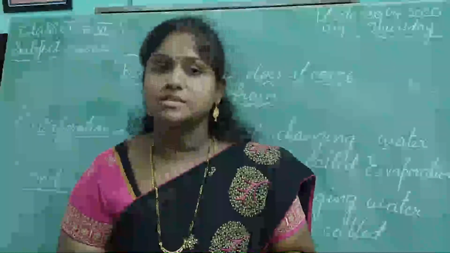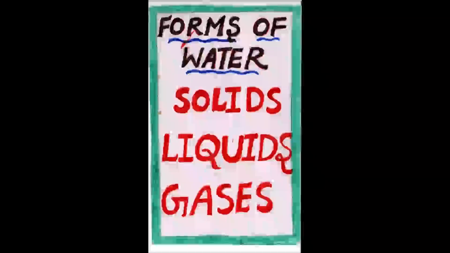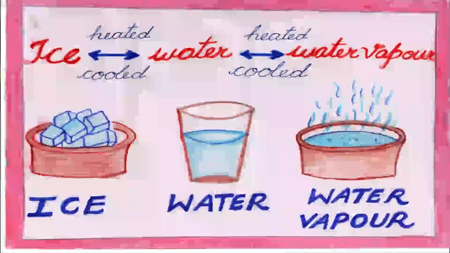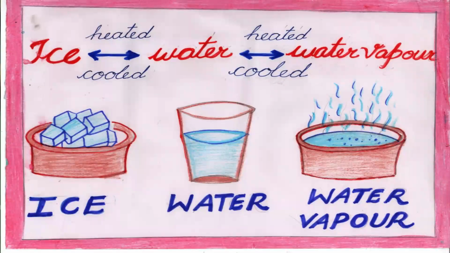Now I am going to show you the 3 forms of water. What are the 3 forms of water? They are solids, liquids and gases. Now let us learn about these 3 forms of water in our lesson. What are the 3 different forms of water, children? The first one is ice. This is the solid form of water and this is water, a liquid form, and this is water vapor. Here you can observe the vapors coming out from your bowl.